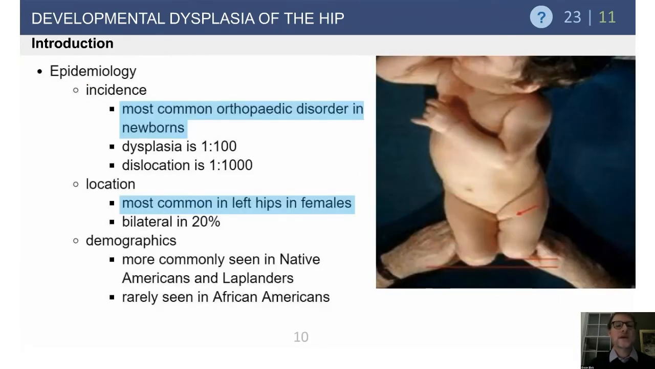The epidemiology, the incidence: it's the most common orthopedic disorder in newborns, and actually, besides all cardiac disease, it's the most common newborn disease. Dysplasia is present in about 1 in 100 people, and in skeletally mature people, some studies have shown it's even more common, especially in females, when you look at asymptomatic people. But there's dislocation in about 1 in 1,000. It's more common in left hips and in females.